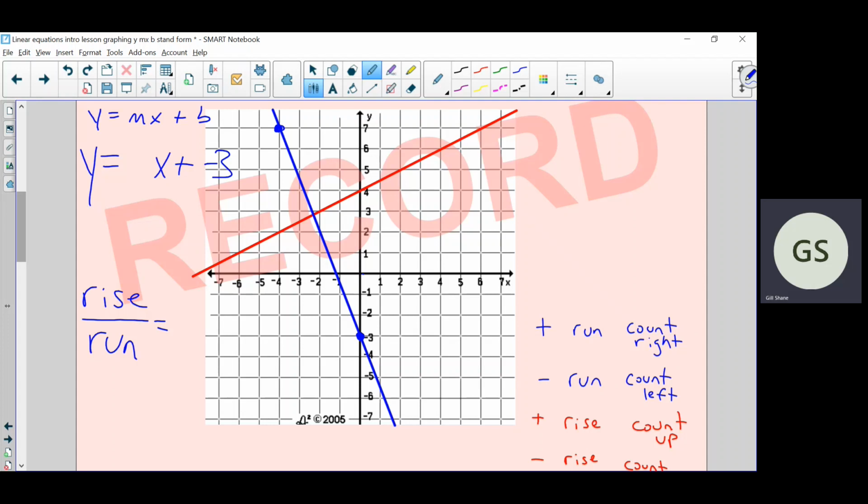We're not finding X and Y at all. They're just going to stay X and Y. But okay, so we're going to find the rise and the run. Yeah, the rise and the run. Okay, is that what you're talking about? I don't know. I'm talking about the B and the M.